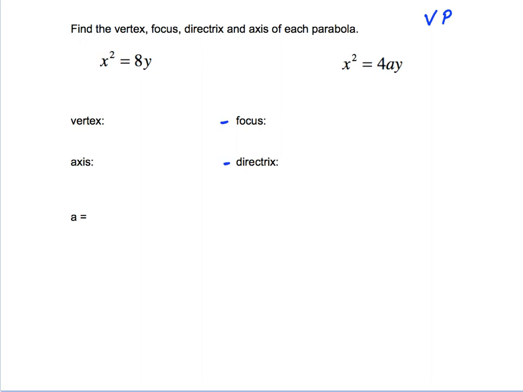The other thing is, let's slide this over and line this up perfectly, and you see that x squared lines up, the y lines up, and the 8 lines up with 4a. That says it is very easy to find the a value. 8 equals 4a, divide by 4, a equals 2. So I jump down here and fill in the 2. I will need that to get my focus and directrix.